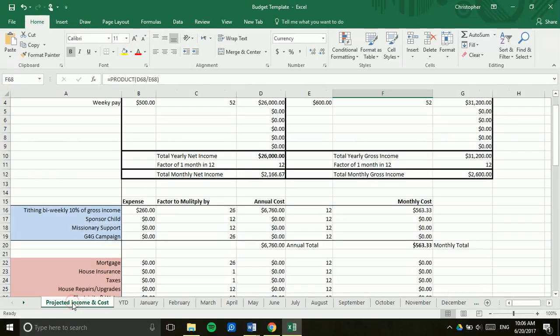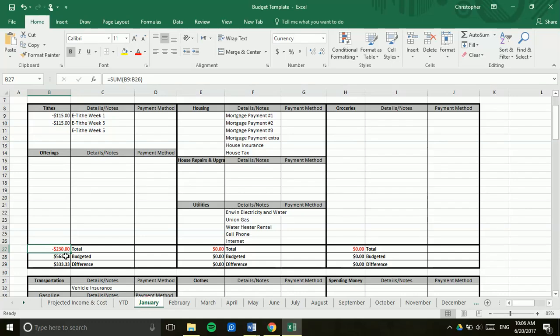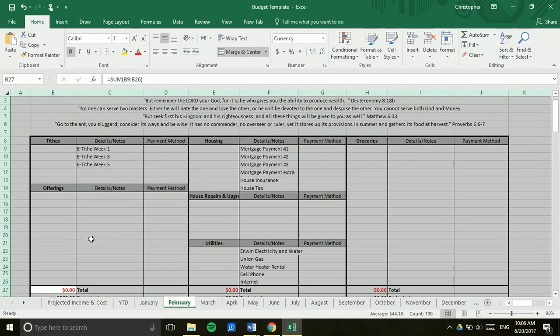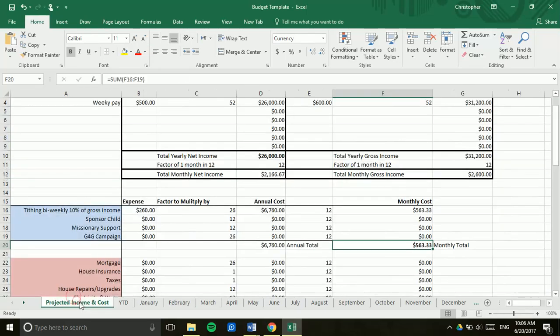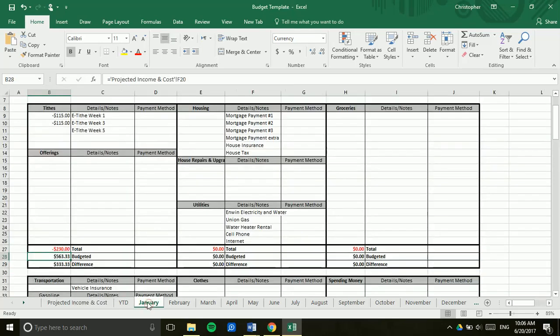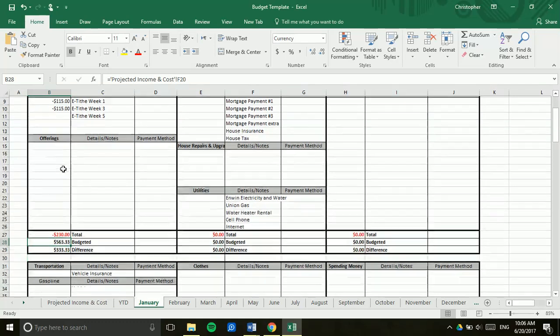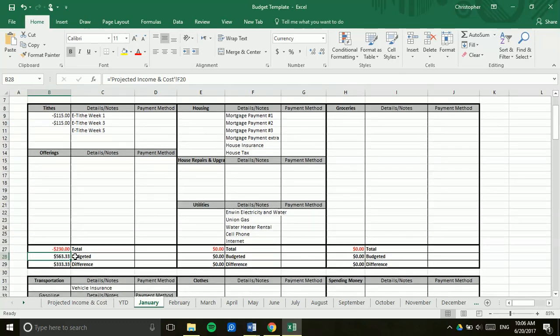So if we go back to projected income and costs, when you put in an expense here in your projected, and you kind of set a budget, this monthly total gets plugged in right here in every month's worksheet. So you'll see in February, same thing, there's that budget total. So if you adjust it in projected income and costs, in these different building blocks, it goes into each month. So it keeps track there for you then how you're doing.